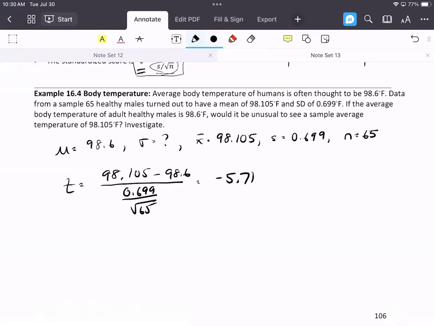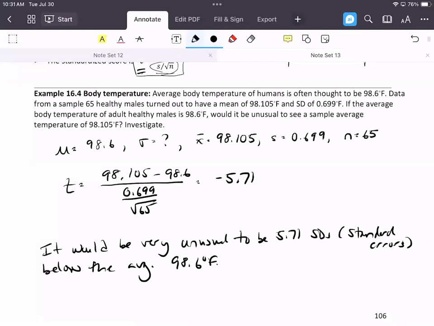So what would our conclusion be? Would it be usual to see something 5.71 standard errors away or standard deviations away? Or is 5.71 not bad? Once again, think back to that empirical rule. So in conclusion, it would be very unusual to be 5.71 standard deviations or standard errors below the average 98.6 degrees Fahrenheit.